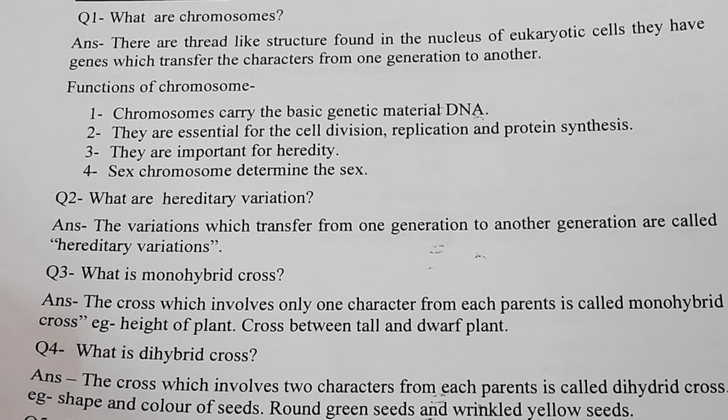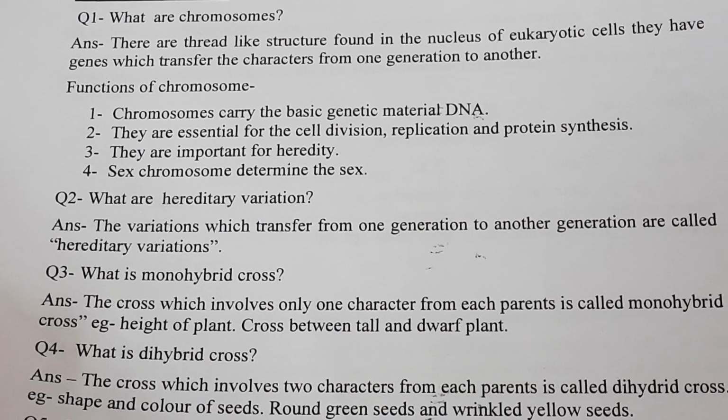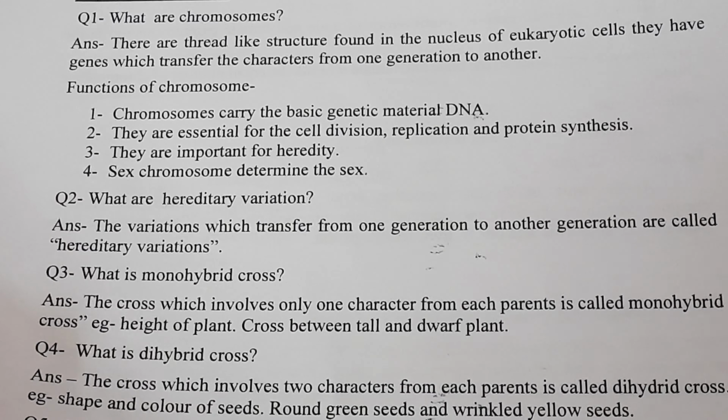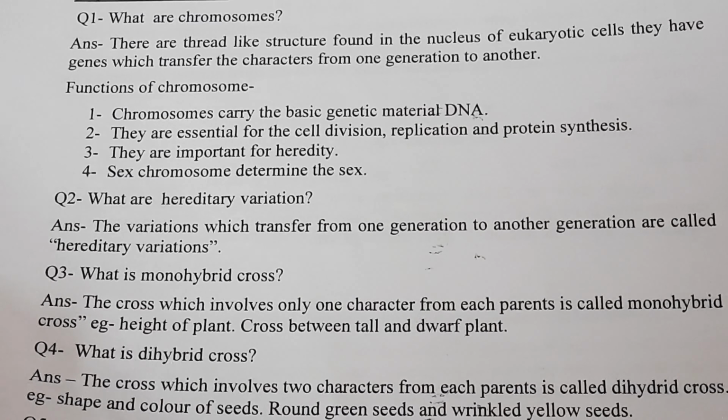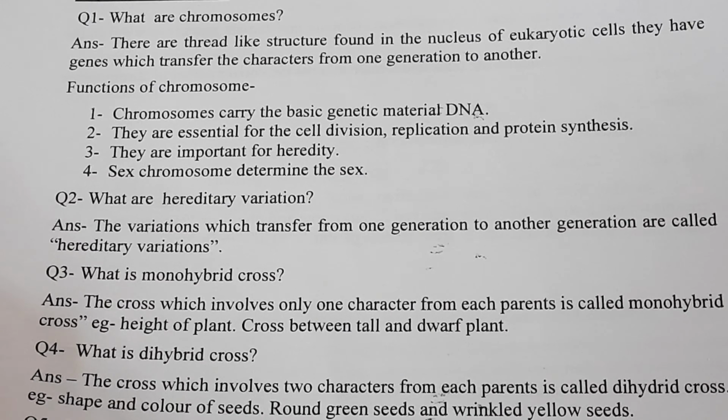Now, what are heredity variations? Means the variations which transfer from one generation to another. एक generation से दूसरे generation में जो changes आते हैं उसको heredity variation बोलते हैं. Monohybrid cross. Monohybrid cross means which involve only one character from each parent. That is height of plants, cross between tall and dwarf plant. And dihybrid means in which two characters from each parent are called dihybrid cross. For example, shape and color of seeds, round green seeds or wrinkled yellow seeds.